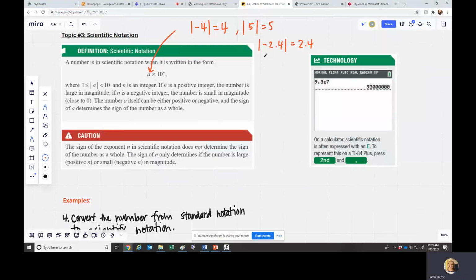The sign of the exponent only determines whether the number is large or small. If your exponent is positive, that's a really large number. If your exponent is negative, it's a small number, close to 0.